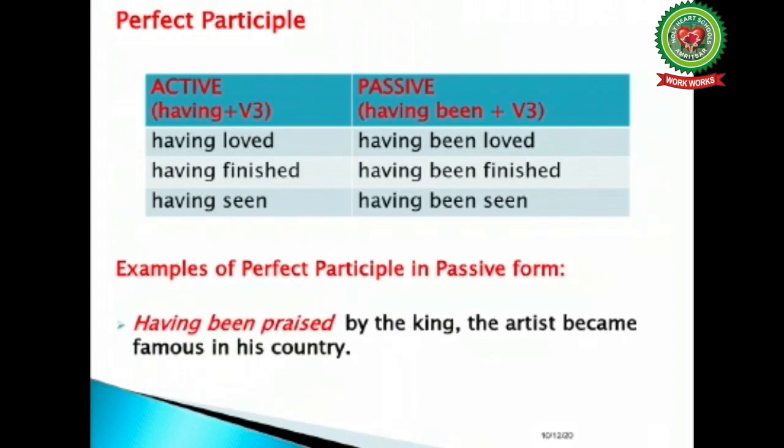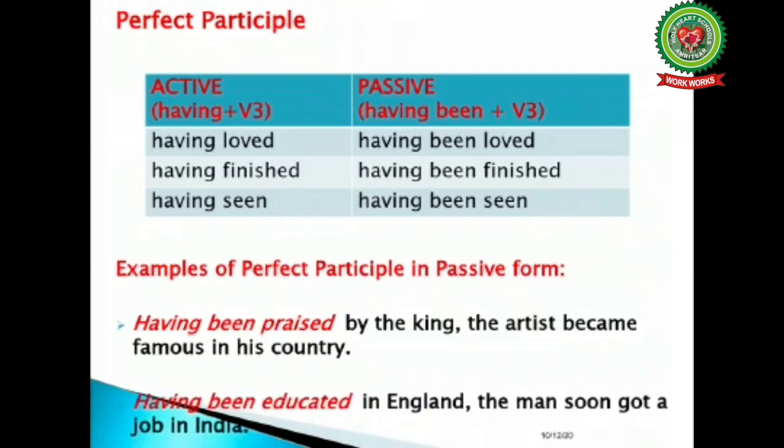Having been praised by the king, the artist became famous in his country. Having been educated in England, the man soon got a job in India. Children, having been praised and having been educated are the passive forms of perfect participle.